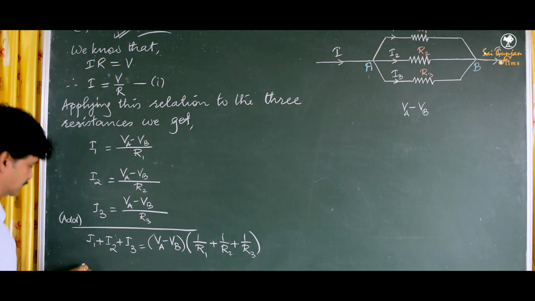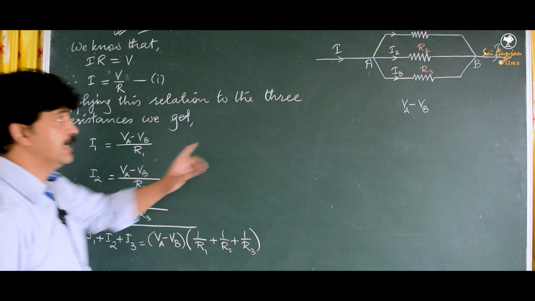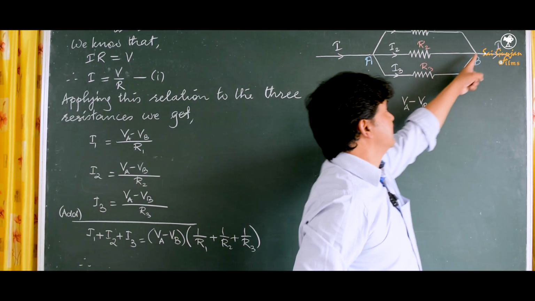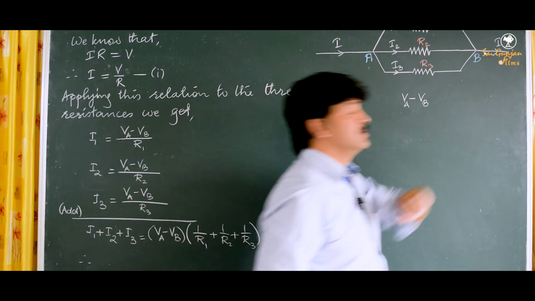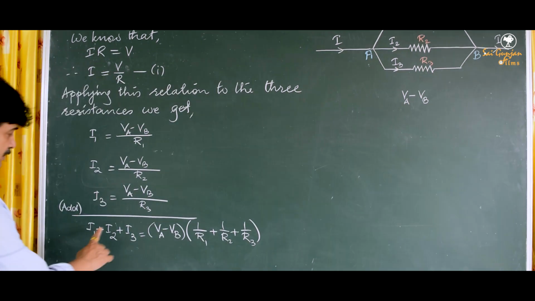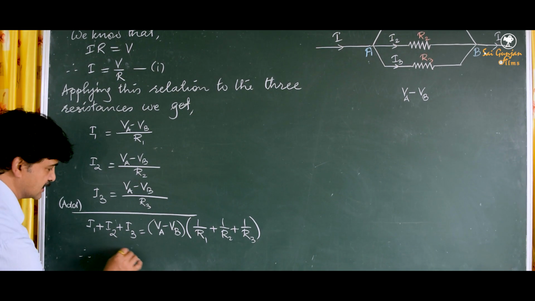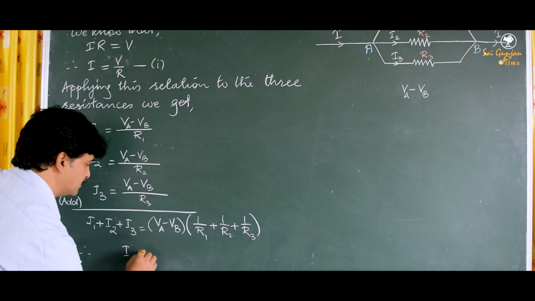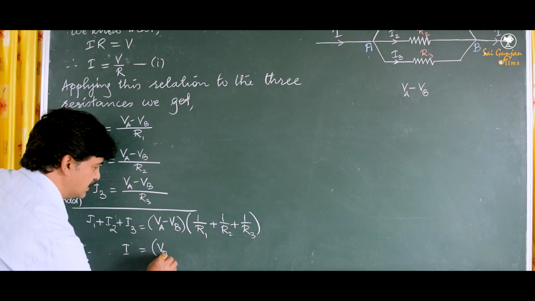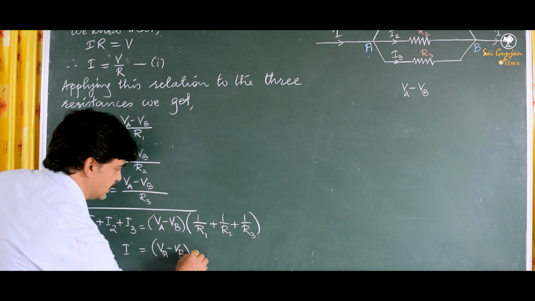And you know, when the 3 currents meet at this point, that will form the same total current I, isn't it? So what is the sum of the 3 currents? It is I. That's equal to, the rest of the thing will remain the same, VA.